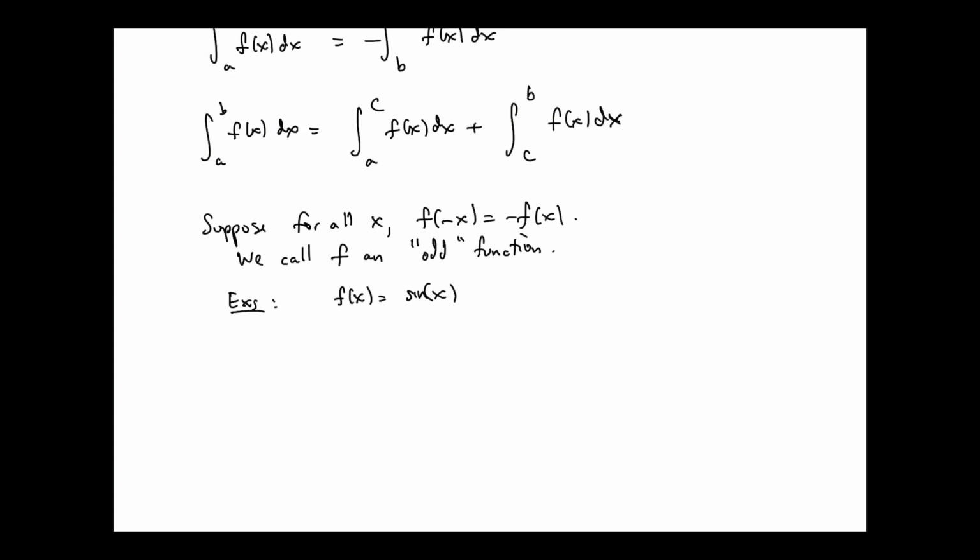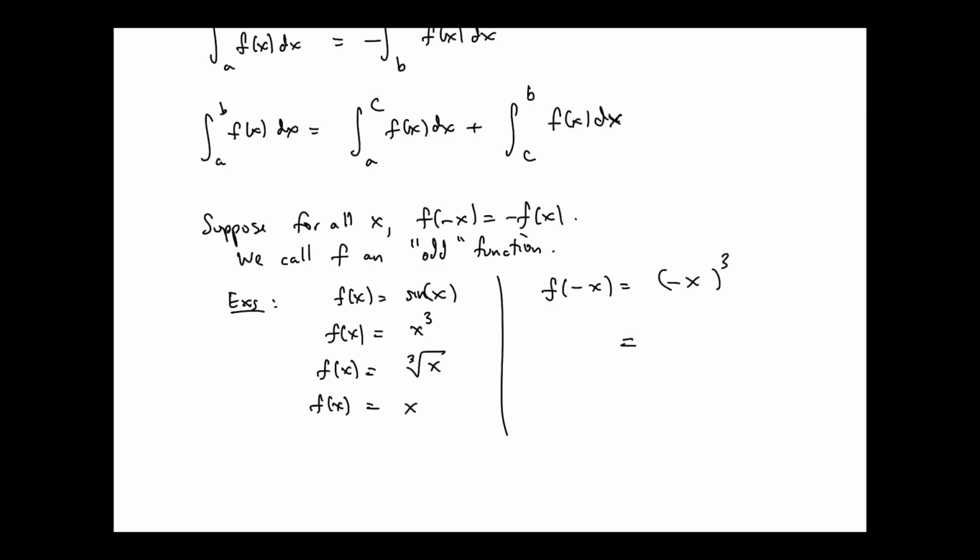Sine of x happens to be odd. But here are some other ones. Well, you use the definition. So I claim x cubed is odd, right? I want to know what happens if I plug in negative x. Well, I would get negative x, the whole thing cubed. But what happens if I cube a negative? It's still negative, and that's negative f of x, because f of x is x cubed.